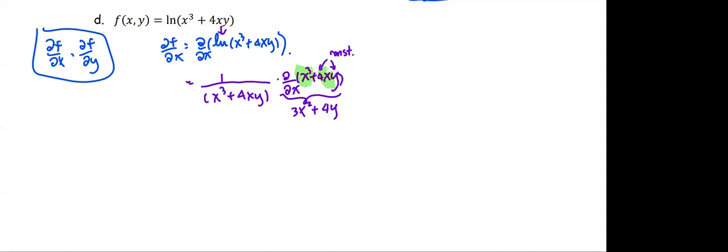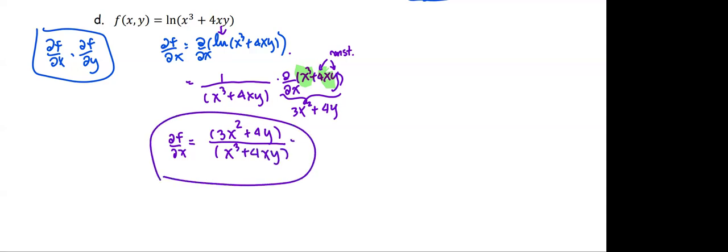Then the partial derivative with respect to x is the quantity 3x squared plus 4 times y, all divided by x to the third plus 4xy. And you can write it in the shorter notation as f subscript x.